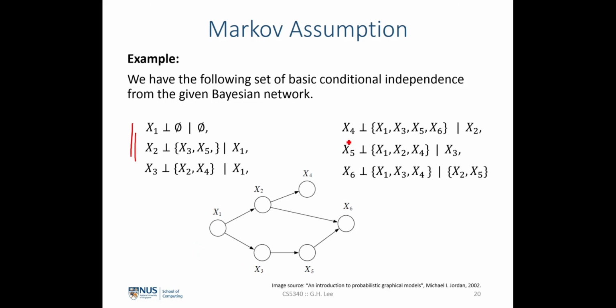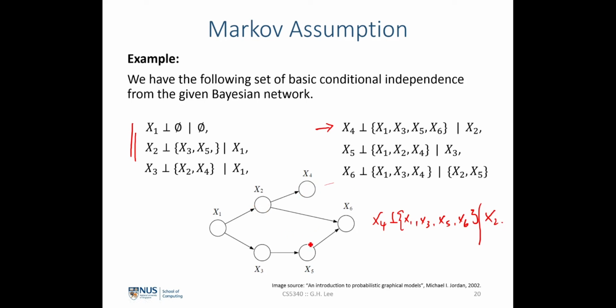Another example, let's look at x4. Since there's no path towards any other descendants, all the other random variables x1, x2, x3, x5, and x6 are non-descendants of x4. So following the rule, if we observe the parent of x4, which is x2, we can say that x4 becomes conditionally independent of all the non-descendants, which are x1, x3, x5, and x6, given that we have observed x2. And we can verify that indeed this is one of the conditional independences that we can read off from the Bayesian network.